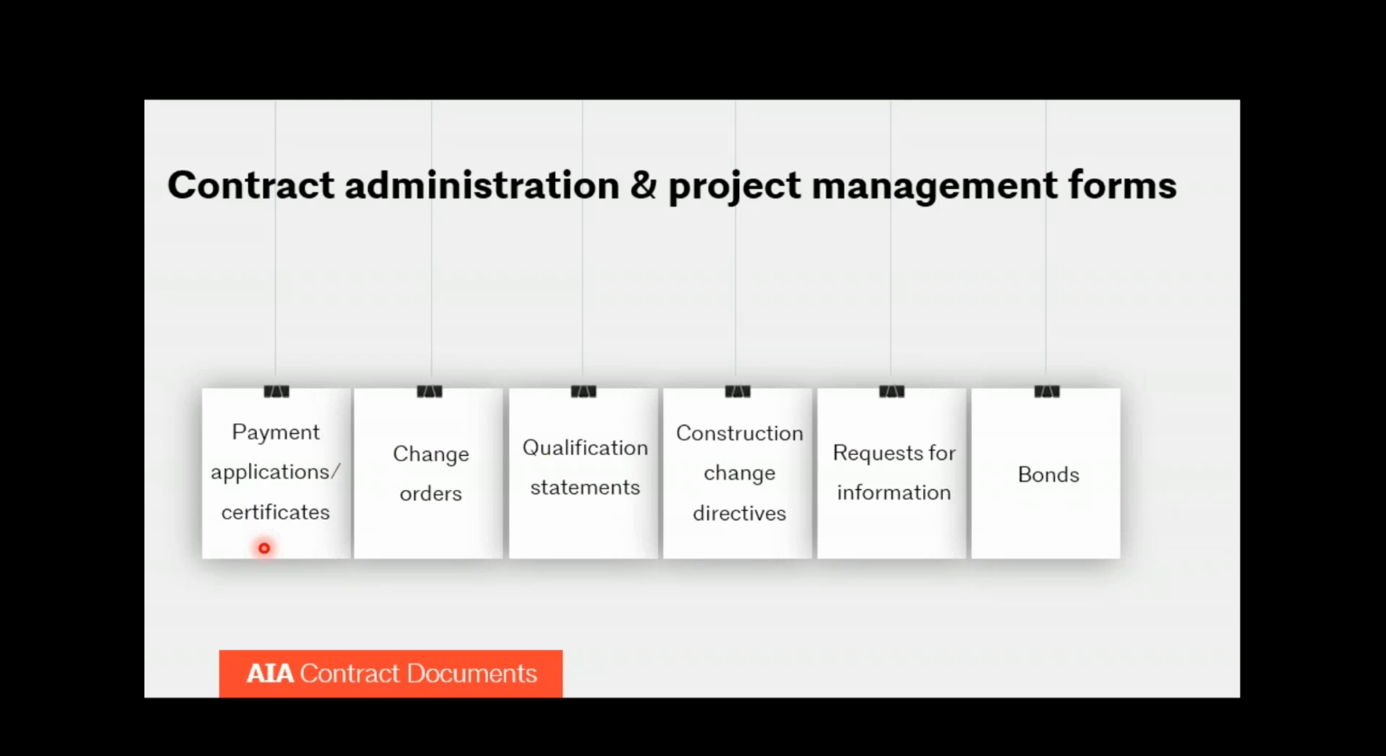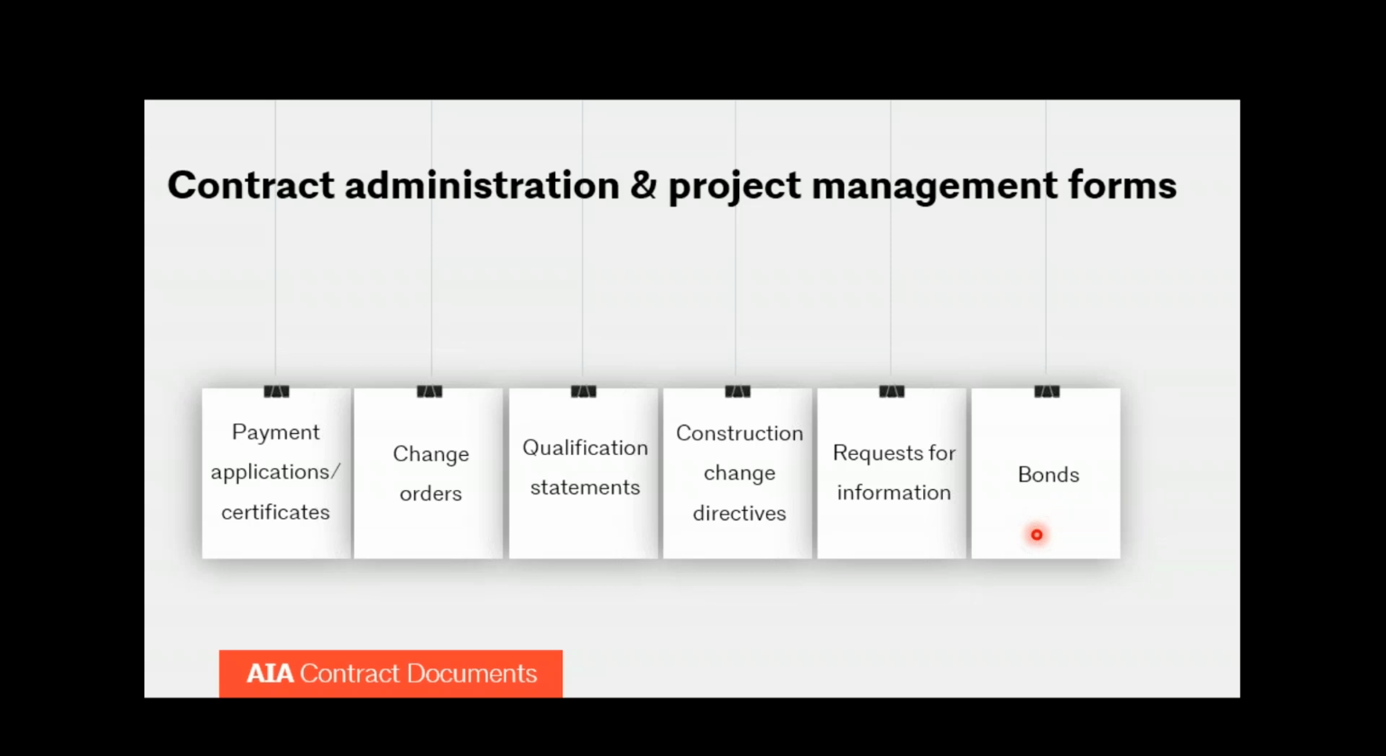So payment applications and certificates like G702, G703, that would be for a contractor requesting payment. Change orders like G701. Qualification statements, we have two, A305 and B305. A305 is a contractor's qualification statement, B305 is an architect's qualification statement. Those are the only two there. We have some CCDs, a construction change directive, and an RFI, request for information.